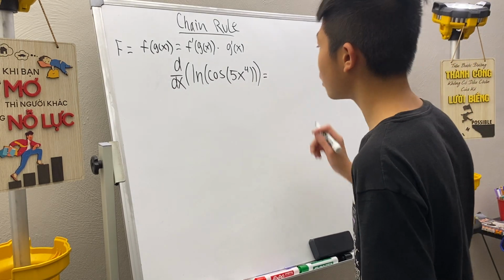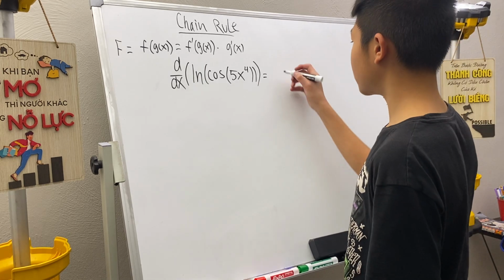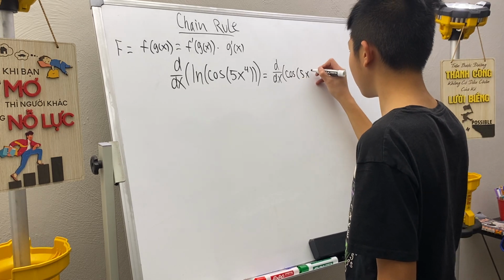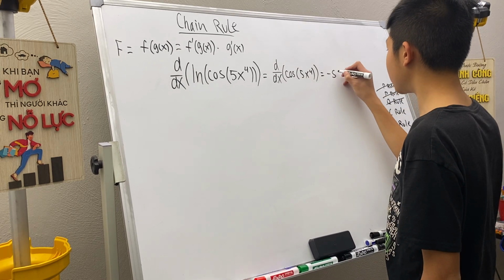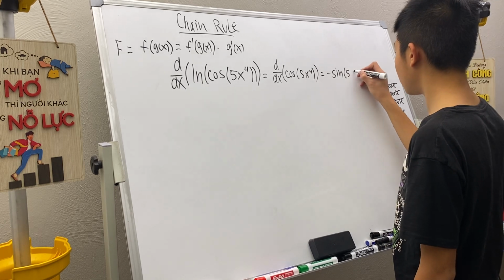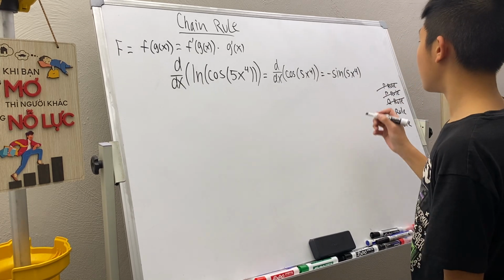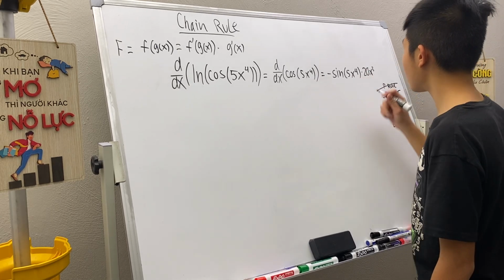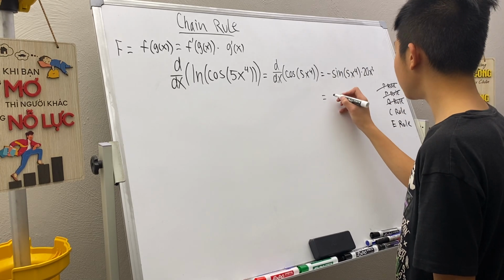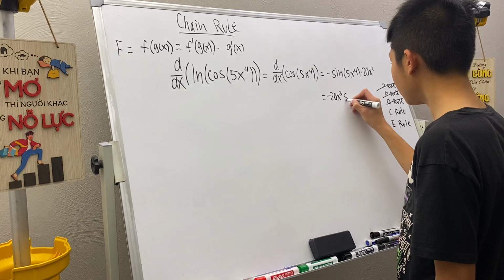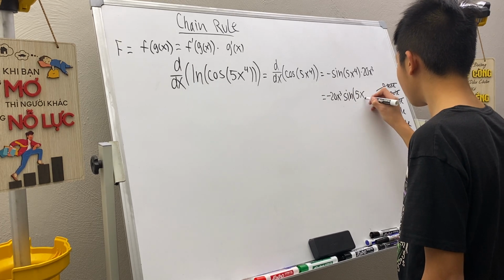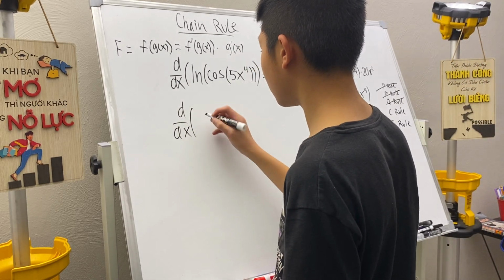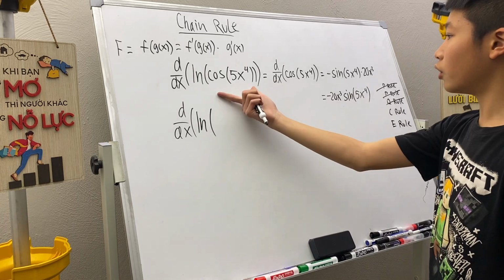So let's take the derivative of this first. The derivative of cosine of 5x to the fourth is equal to negative sine of whatever this is, then multiply by the derivative inside, which is 20x cubed. Put this right here so it looks cleaner. So we got it. All of this is this.